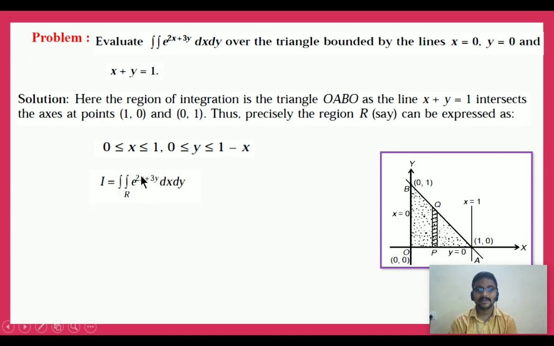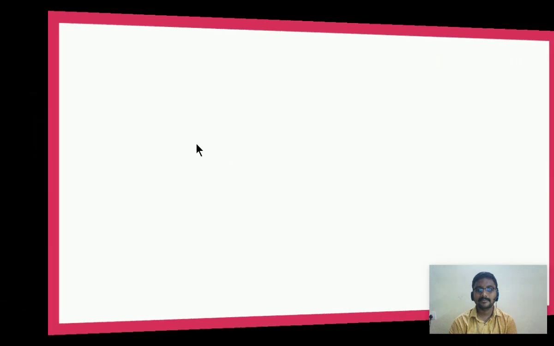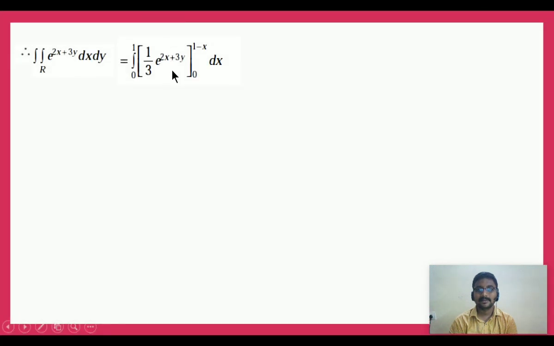Now the given double integral is taken with these limits. First, we apply the integration with respect to y as the inner integral and then the outer integral with respect to x. While integrating with respect to y, don't forget x is kept as constant. The integration of e power 2x plus 3y is e power 2x plus 3y whole by 3, because the derivative of 2x is 0 and the derivative of 3y is 3. Now substituting upper limit 1 minus x and then lower limit 0 in place of y.